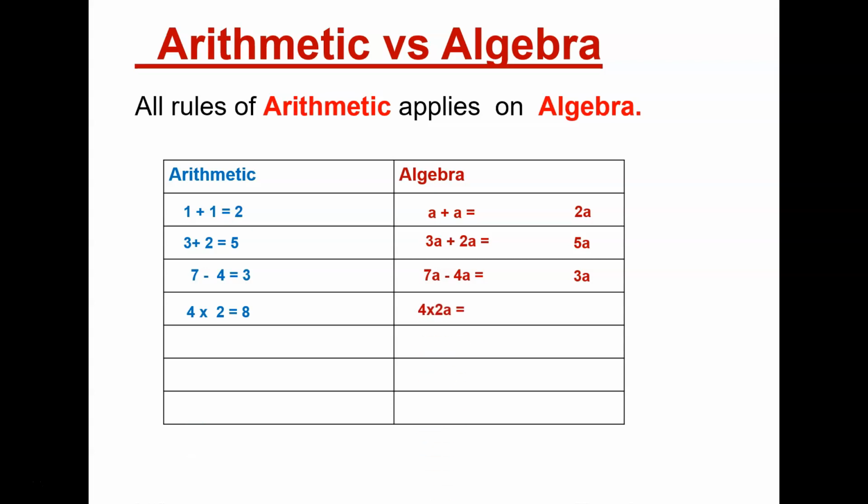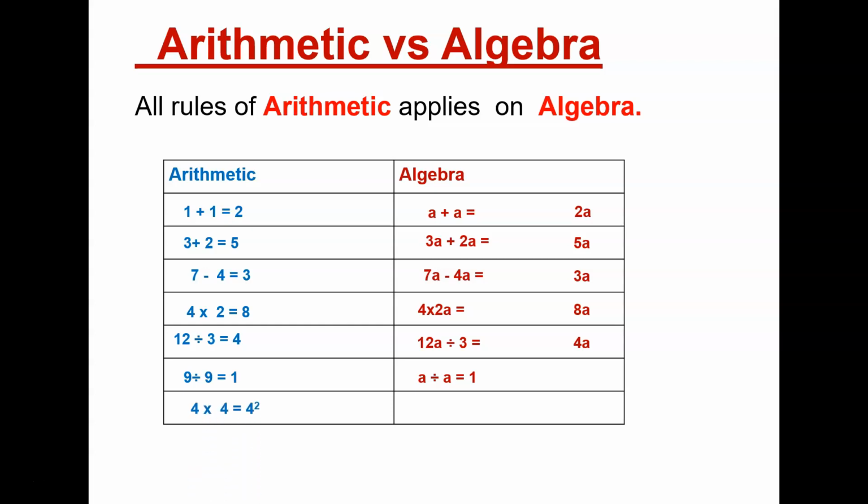4 times 2 is 8. 4 times 2a is 8a. 12 divided by 3 is 4. 12a divided by 3 is 4a. 9 divided by 9 is 1. a divided by a is 1.